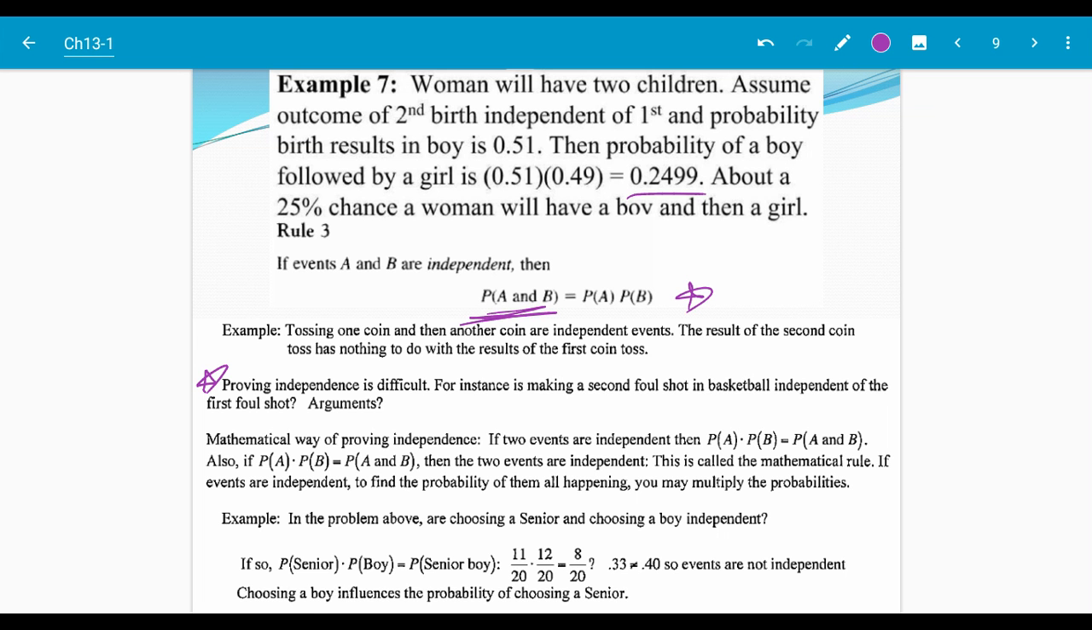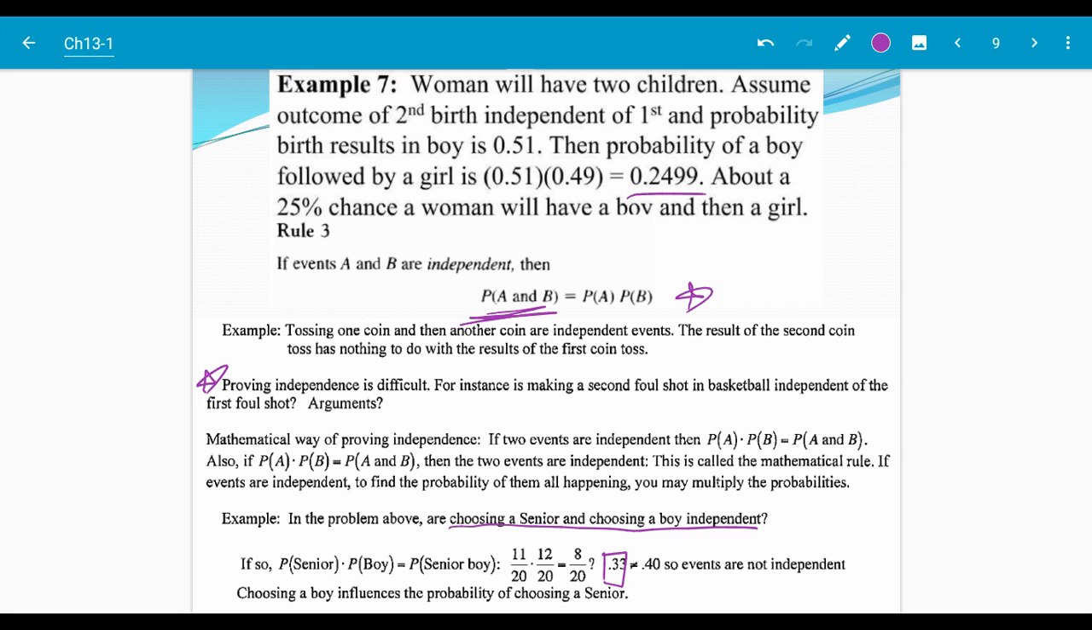Let's go back to our senior boy example here. Okay? Are choosing a senior and choosing a boy independent? Well, from our chart, we had said that the probability of selecting a senior, there were 11 seniors in the class, that was 11 out of 20. And the probability of selecting a boy was 12 out of 20. So you multiply these together, reduce your fraction. 11 times 12 is 132. We know that 20 times 20, or 20 squared, is 400. So 132 divided by 400 gives us 0.33.